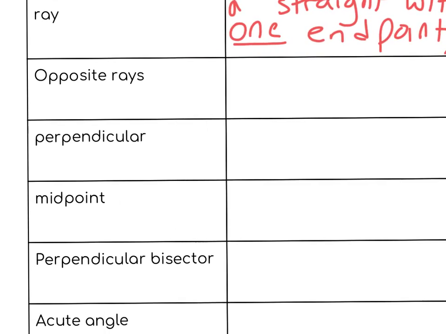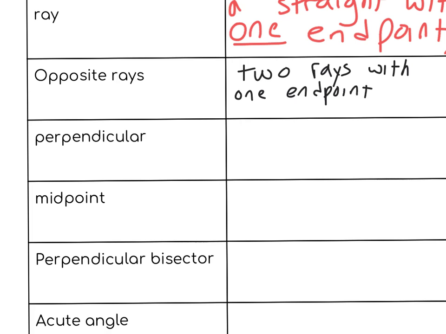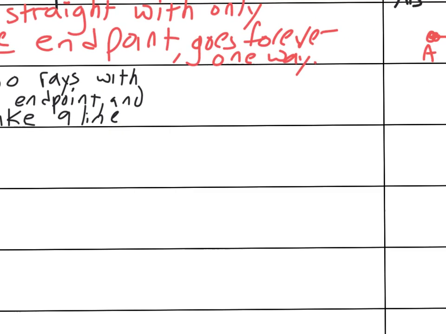That leads us to talking about opposite rays. Opposite rays are 2 rays that have one endpoint and form a line. So we're going to break this up into three pieces here. 2 rays with one endpoint and make a line. We have some other things that are 2 different rays, like angles, that we'll talk about in a little bit. So I want to be specific. This is going to be different because this makes a line.